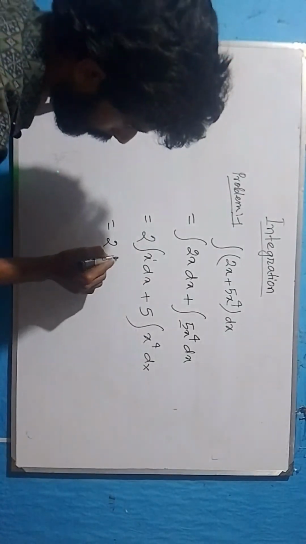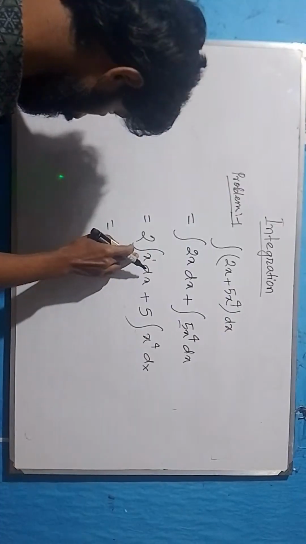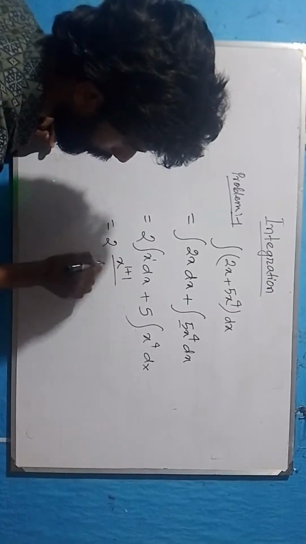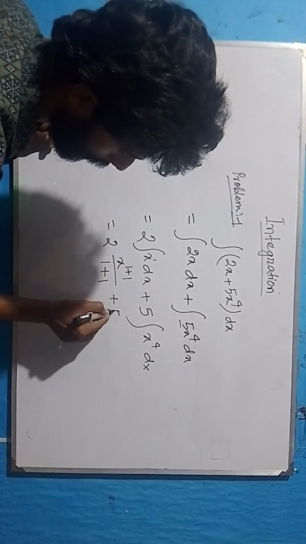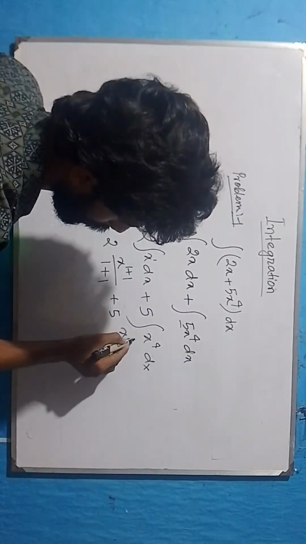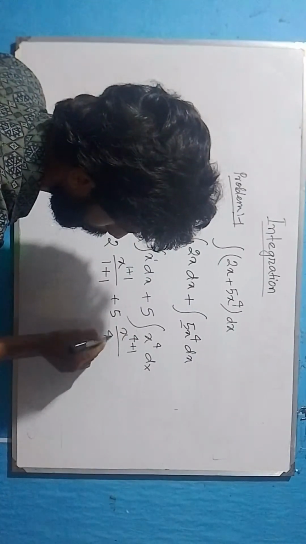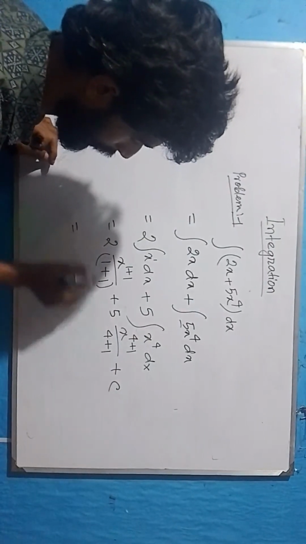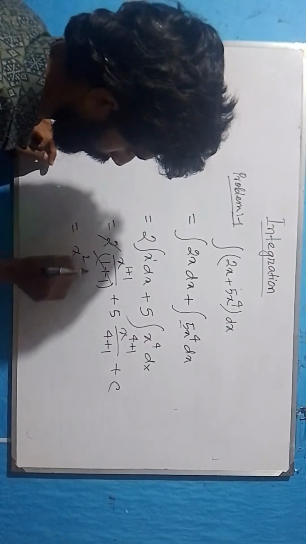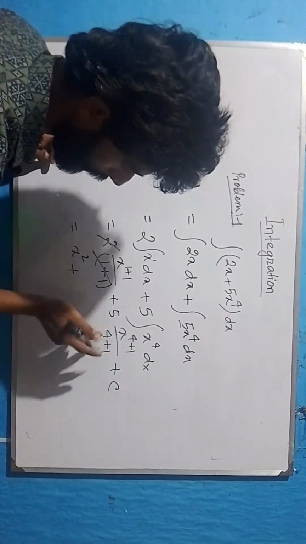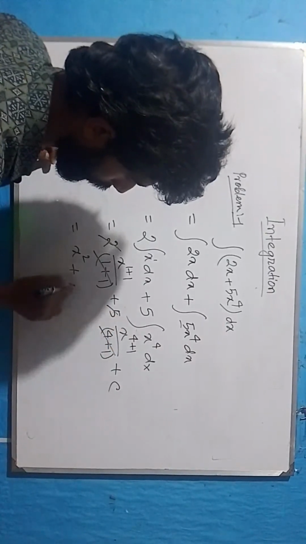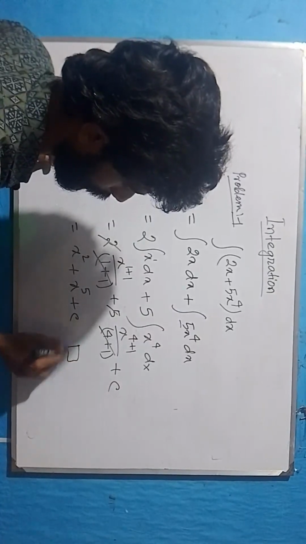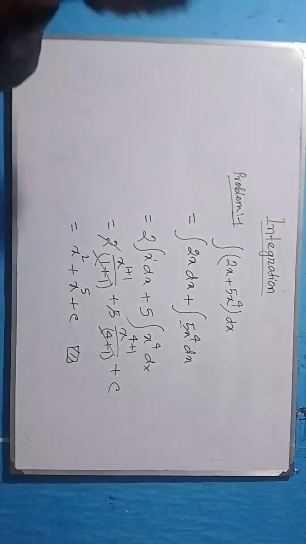If you integrate x to the power 1 with respect to x, you will get x to the power 1 plus 1, divided by 1 plus 1. Plus 5 times x to the power 4, that is x to the power 4 plus 1 divided by 4 plus 1, and then plus c. So this 2 and this 2 cancel, so this is x square, plus this 5 and this 5 cancel, and then x to the power 5 plus c. So this is our final result.